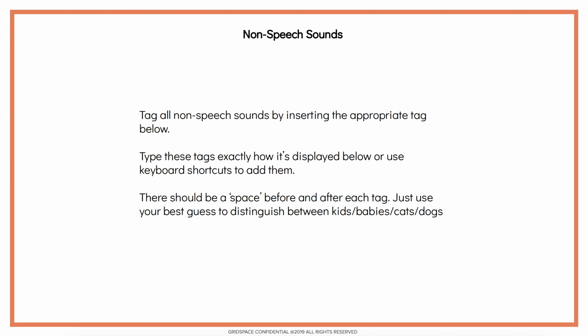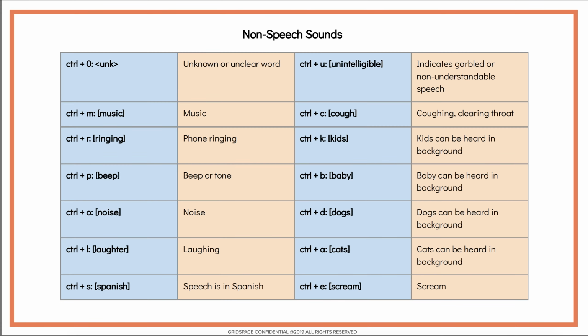All non-speech sounds should be tagged with the appropriate tag from the next slide, and these are also available in the footer in the Scriber view. Type these tags exactly how they're displayed, or use the keyboard shortcuts to add them. There should always be a space before and after each tag, and you can just use your best guess to distinguish between kids, babies, cats, or dogs. Okay, so we're just going to go over all the non-speech sounds that you might encounter.